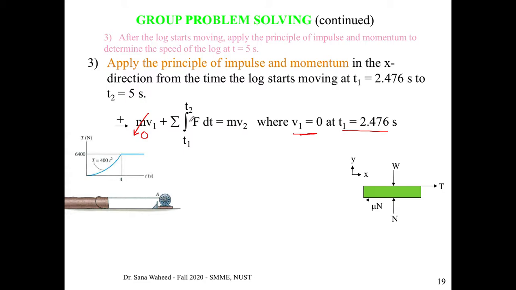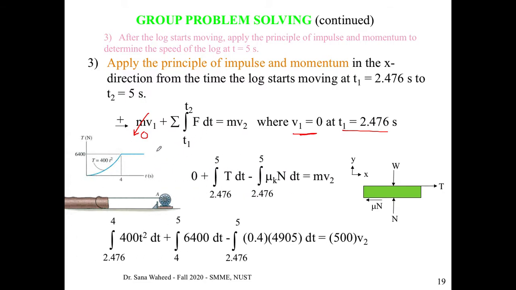As I said, let's break the integration down into two. One is the integral of this one, so from 2.476 to a total of 5, but when I break it down into these two, one is from the initial starting time till here, and then the next one is just going to be this rectangular area, which is easy for me to find, going from 4 to 5 when the tension is constant. Please also remember that during all of this, there is the frictional force acting on it.